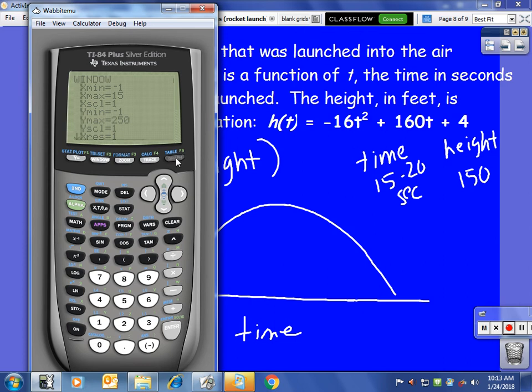Okay, so somebody said let's try 250. It's getting better. Still can't see the top of that thing. That means this thing is going higher than 250. What do y'all want to try? Let's try 500.